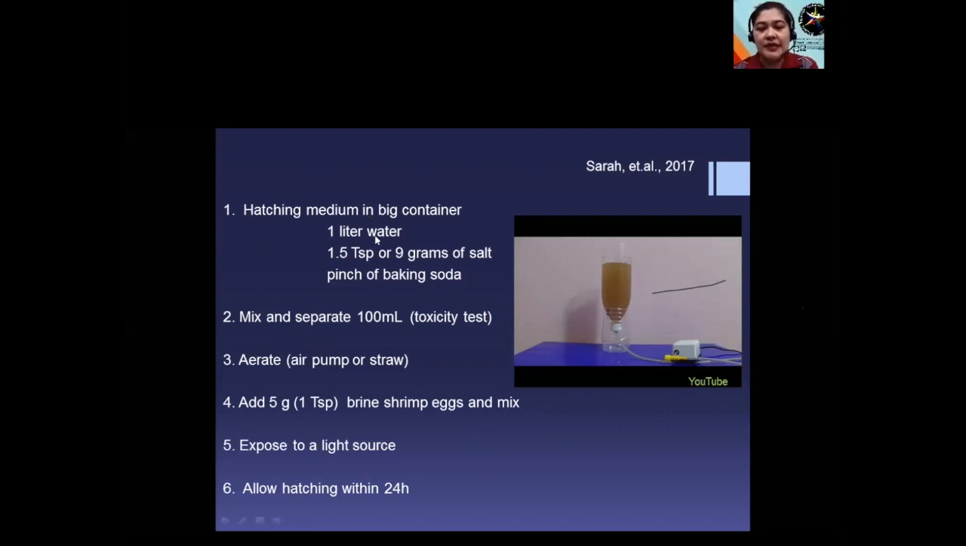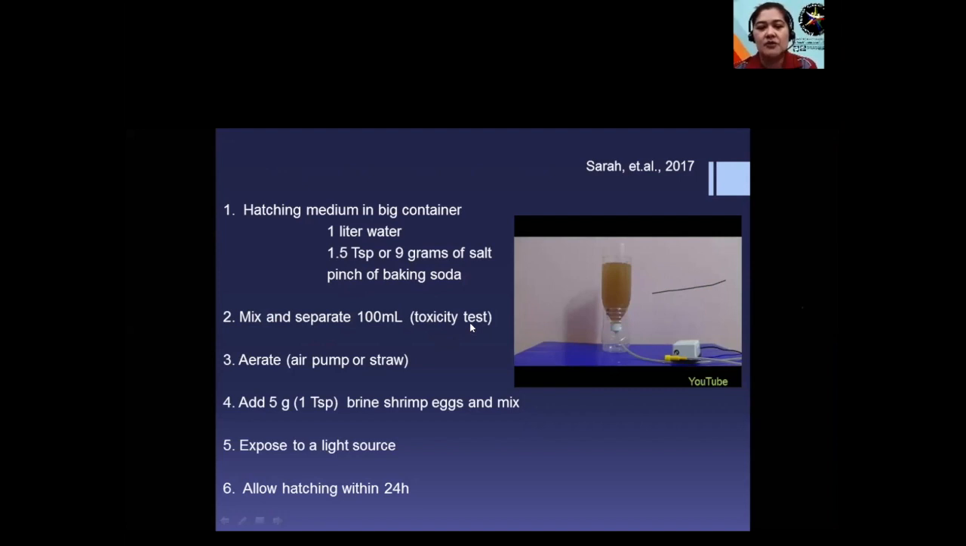Paghaluin ang water, 1.5 teaspoon or 9 grams na salt, at saka pinch of baking soda para ma-neutralize lang po yung ating water. Okay? Ay yung hatching medium natin. And from there, kung 1 liter yan, then you separate at least 100 ml. Etong 100 ml na to gagamitin natin later for toxicity testing.